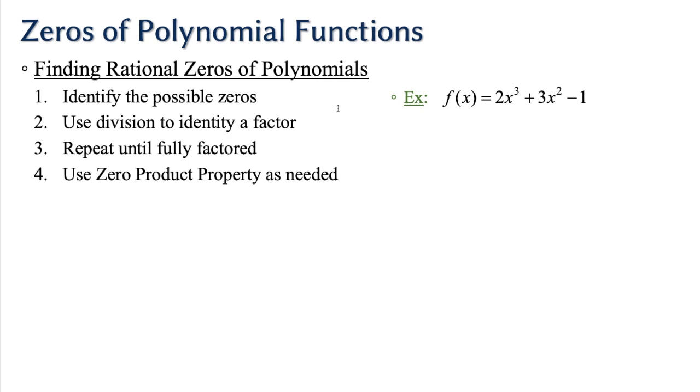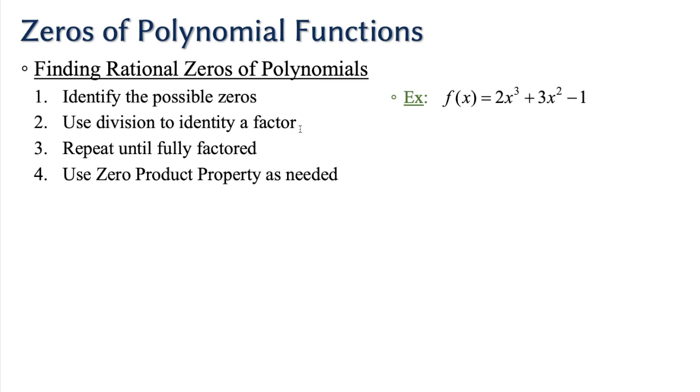So let's try this out. As far as a step-by-step process, the first thing is to identify possible zeros, and that's again using the rational zero test. The second thing is we're going to use division, specifically synthetic division, to identify which of those in that list is a factor. Again, it's a little bit of a process of elimination, but at least you have a list to work off of as opposed to just randomly guessing values.